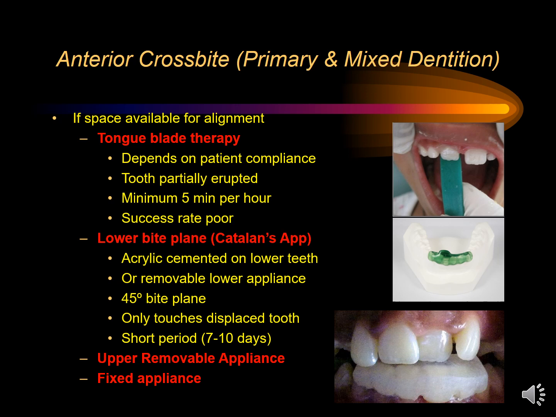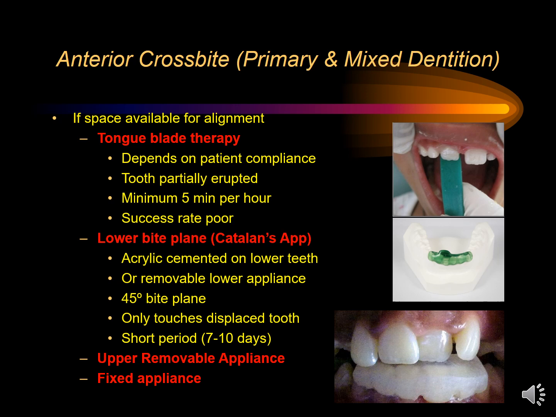Now, if space is available for alignment of the tooth in crossbite, then a few measures can be taken. One is to use tongue blade therapy. The disadvantage of this is it depends heavily on patient compliance. The tooth should be partially erupted. The tongue blade should be used a minimum of 5 minutes per hour, but the success rate for the tongue blade is poor.